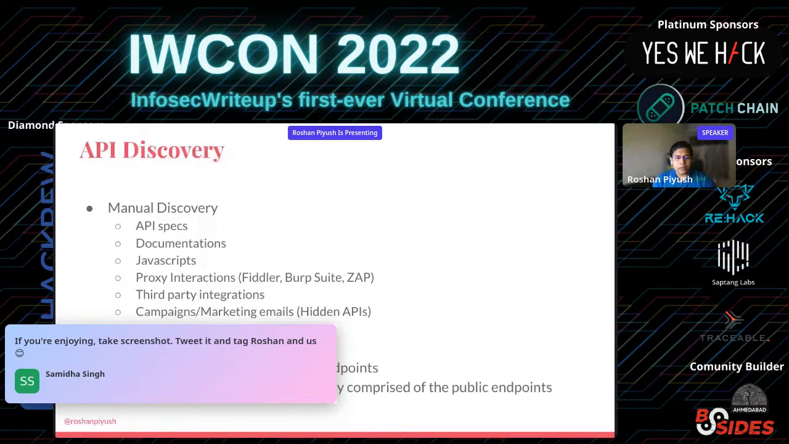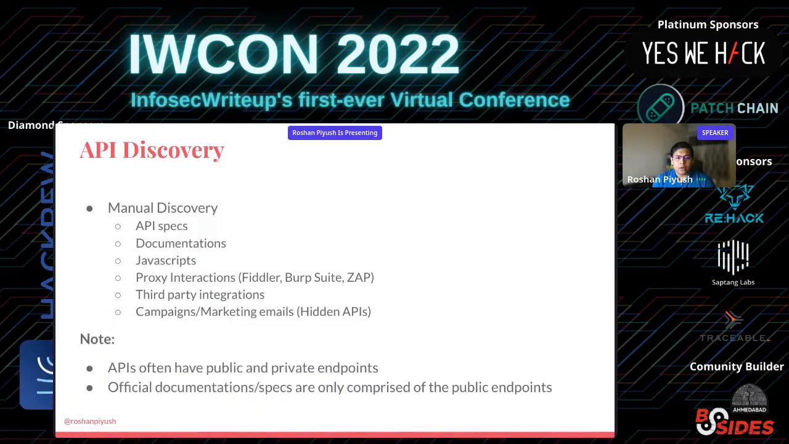So manual discovery is very simple. Look at the API specs, look at the documentation itself. You will also find a lot of regex paths embedded in the JavaScripts of the application. So look at those. You'll be able to get the relative paths of the APIs itself. Even host names or domain names sometimes you'll get there. So that way you'll be able to identify which services or domains they are going to.